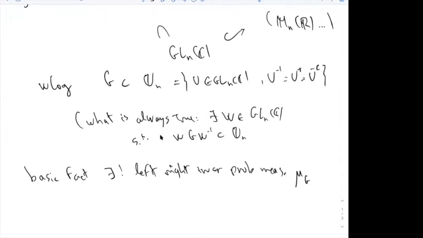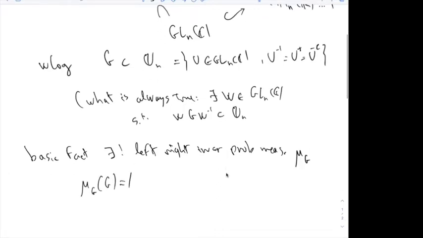Just to remember, G is a compact group, so it has a topological structure. So it has a Borel algebra, and so it's a measurable space, and there is a measure on it. I can turn it into a probability space, and the property is that mu_G of the group is 1. That's my normalizing assumption.